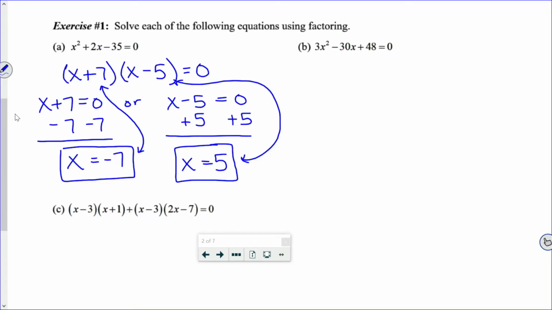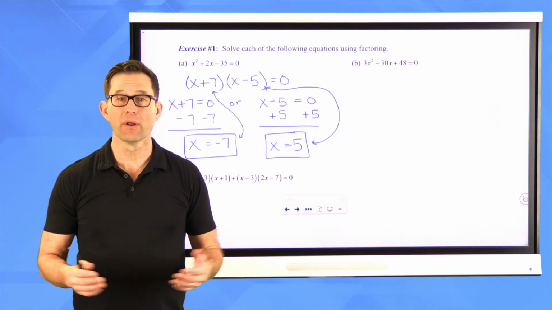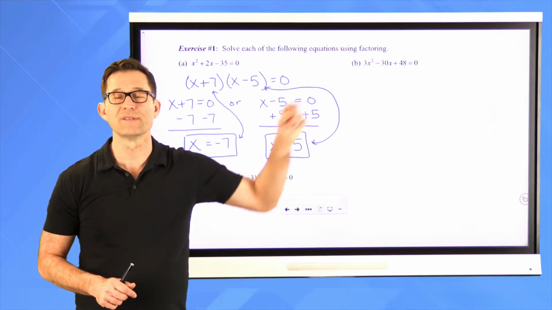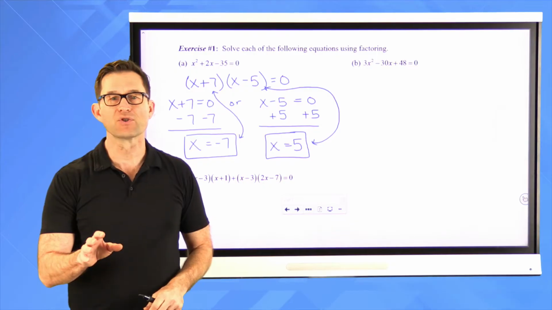3x squared minus 30x plus 48 is equal to 0. Now notice this is definitely a trinomial, a three-term polynomial, right? But the leading coefficient isn't equal to 1, it's equal to 3. Now we have a couple choices here.